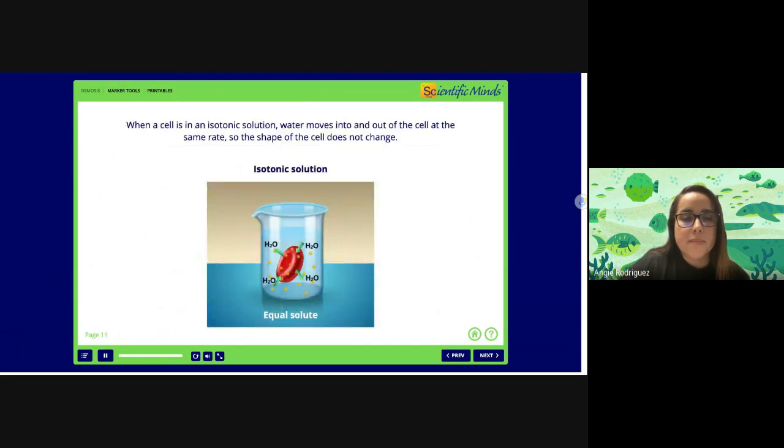When a cell is in an isotonic solution, water moves into and out of the cell at the same rate, so the shape of the cell does not change.